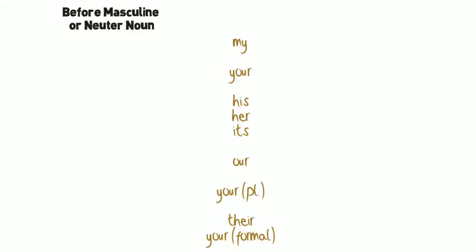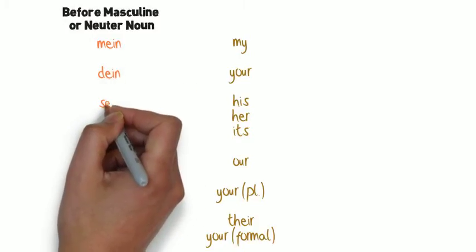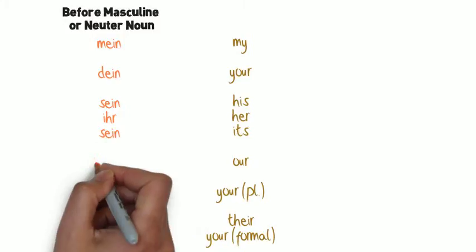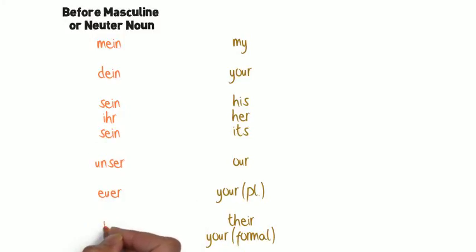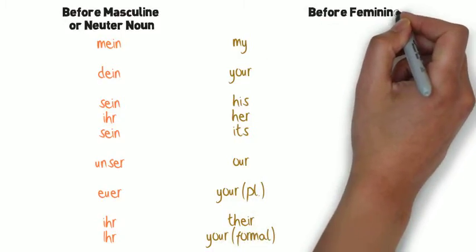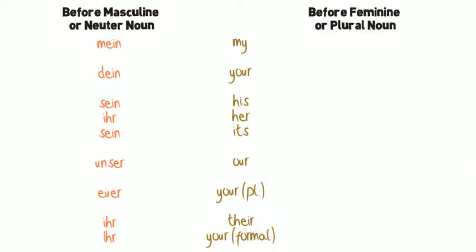We'll start with the forms that would go before a masculine or neuter noun, like Vater, Bruder, Hund, Meerschweinchen, Auto, etc. For my we have mein, for your we have dein. His is sein, her is ihr, its is sein. Our is unser, your plural is euer, their is ihr, and your formal is ihr again, but this time it's capitalized. Now let's take a look at these words as they'd appear before feminine or plural nouns in German.